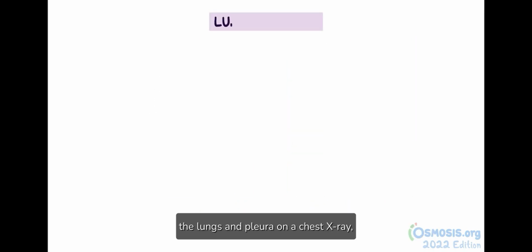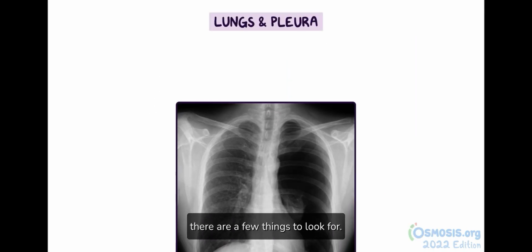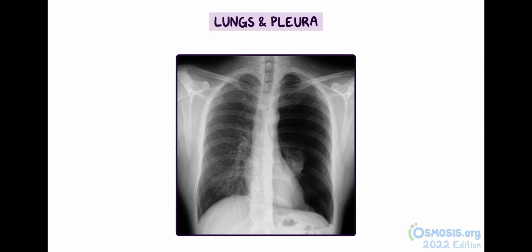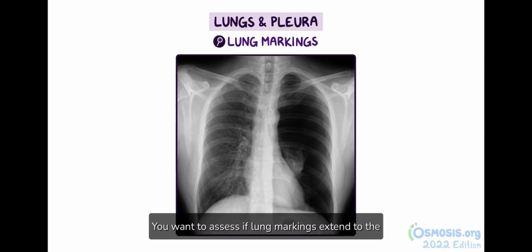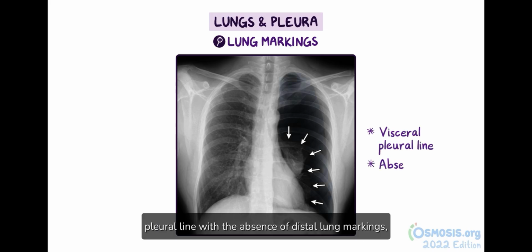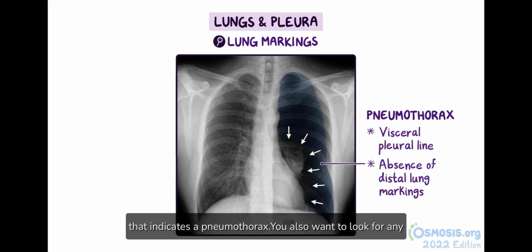When evaluating the lungs and pleura on a chest X-ray, there are a few things to look for. You want to assess if lung markings extend to the end of the lung field. If you see a visceral pleural line with the absence of distal lung markings, that indicates a pneumothorax.